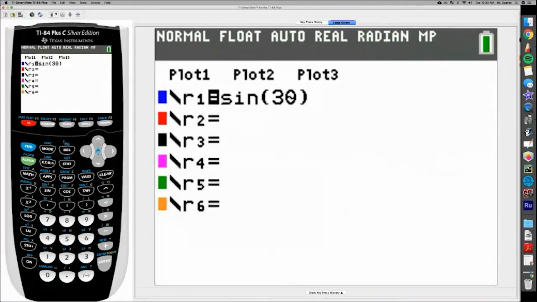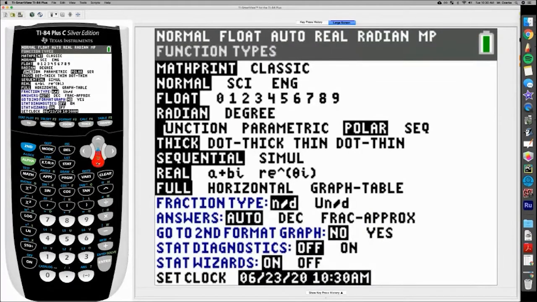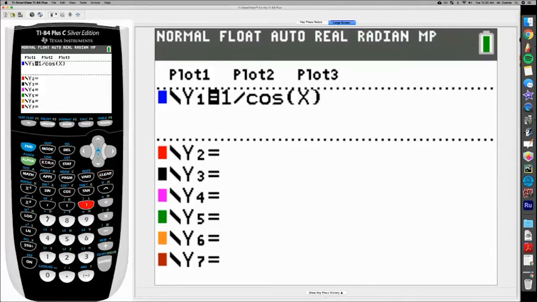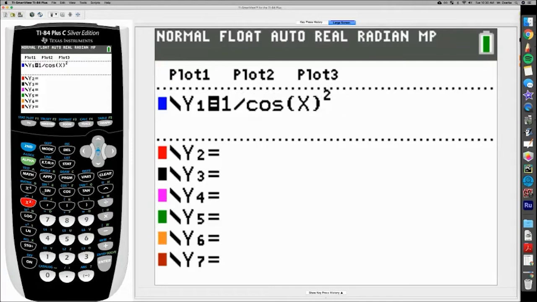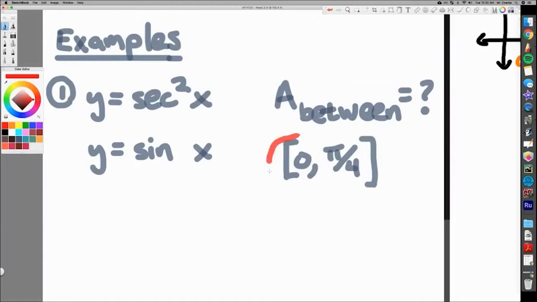Now, it's not in polar. If you notice, I'm in polar still from the last lesson, so I'm going to change this to function. And then I'm going to graph both of those. With secant squared x, that means it's going to be 1 over cosine squared x. That's secant squared x. And then I'm going to graph sine x. Okay. Don't hit graph yet, though. If you notice, we're going between 0 and pi over 4.